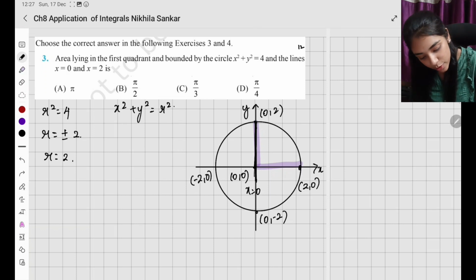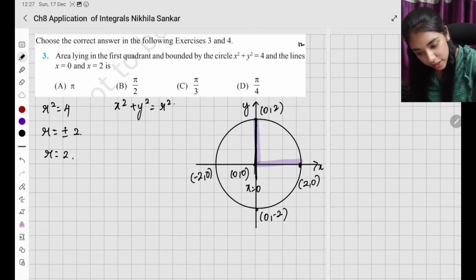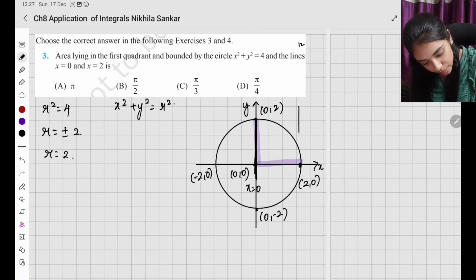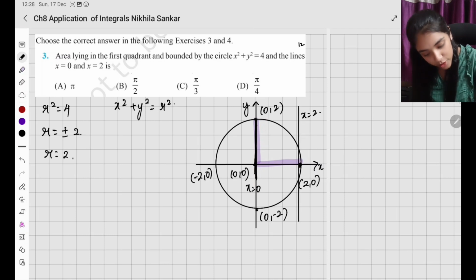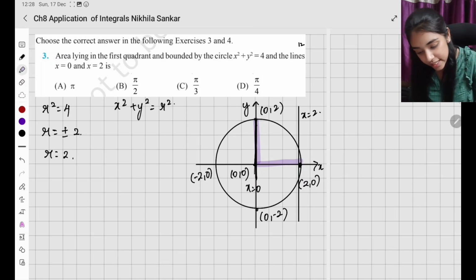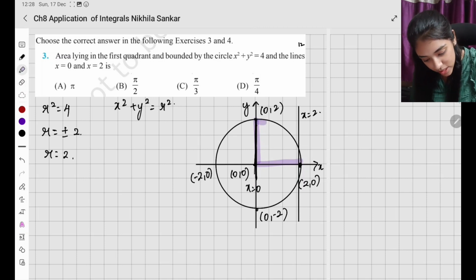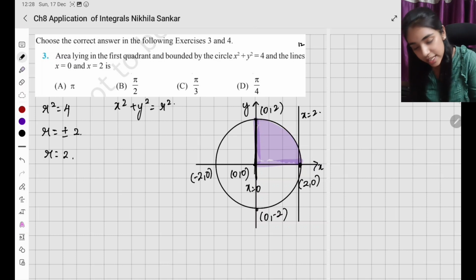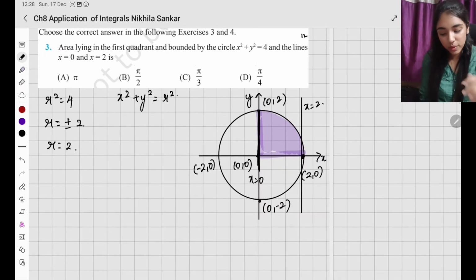x equals 2, I'm going to have some line here. So this particular line is going to be x equals 2. So this is going to be x equals 0 and x equals 2. Area lying in the first quadrant bound by the circle and the line x equals 2. So I'm going to look for this particular area. This area we already found earlier, but we will do it again.